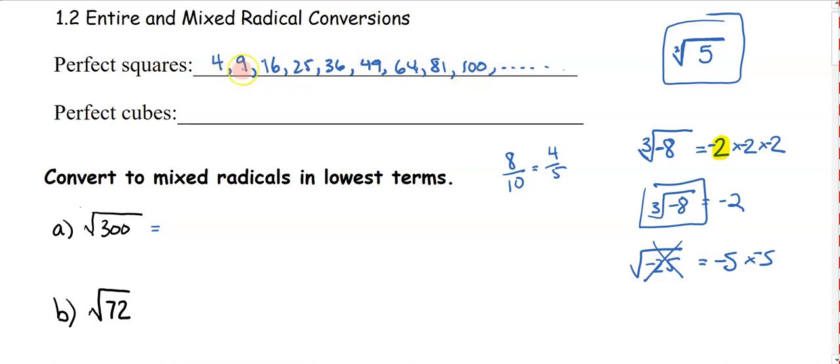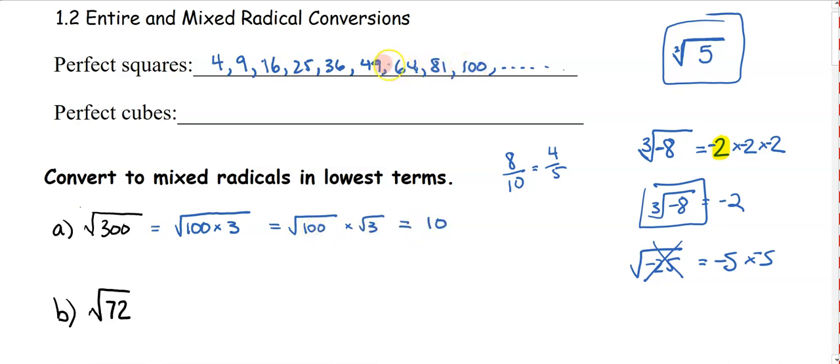So I look through this list. Which one of these divides into 300? Oh, look, 100 does, right? So it can become root 100 multiplied by 3. And when you have a square root, you can break it into root 100 multiplied by the square root of 3. And the square root of 100 is 10, right? Because 10 times 10 is 100.